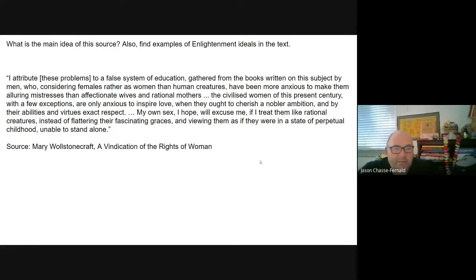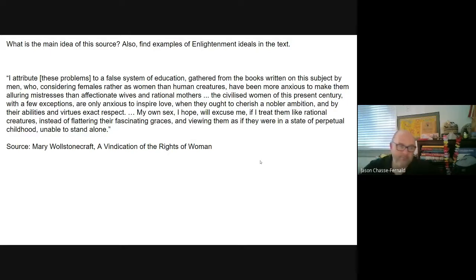Right. So I attribute to a false system of education gathered from books written on this subject by men who, considering females rather as women than human creatures, have been more anxious to make them alluring mistresses than affectionate, wise, and rational mothers. The civilized women of the present century, with a few exceptions, are only anxious to inspire love, when they ought to cherish a nobler ambition, and by their abilities and virtues exact respect. My own sex, I hope, will excuse me if I treat them like rational creatures, instead of flattering their fascinating graces and viewing them as if they were in a state of perpetual childhood, unable to stand alone.